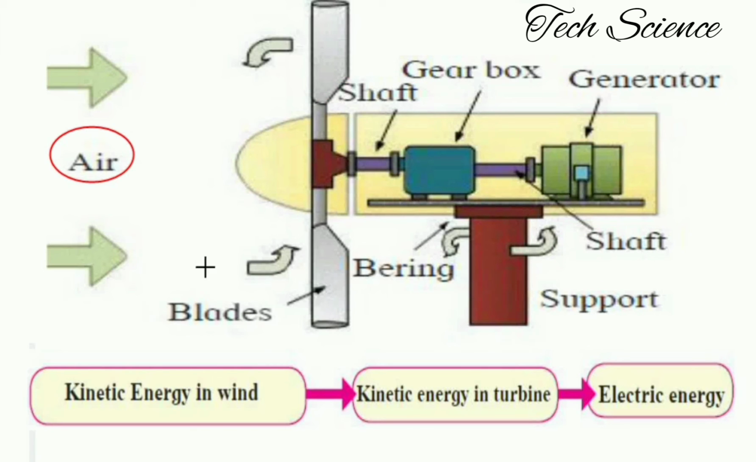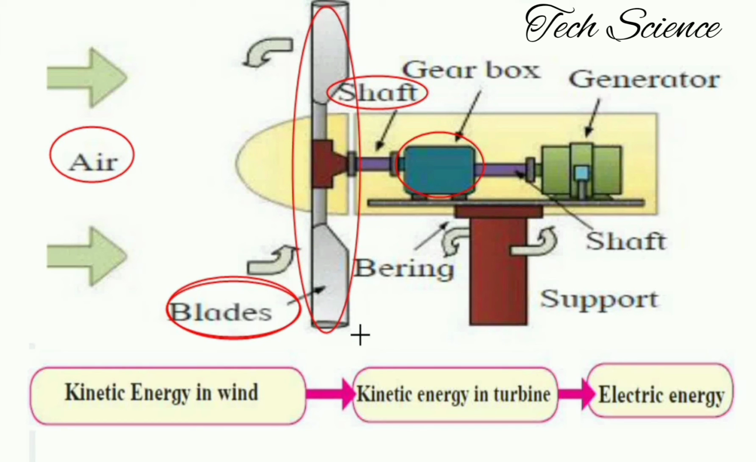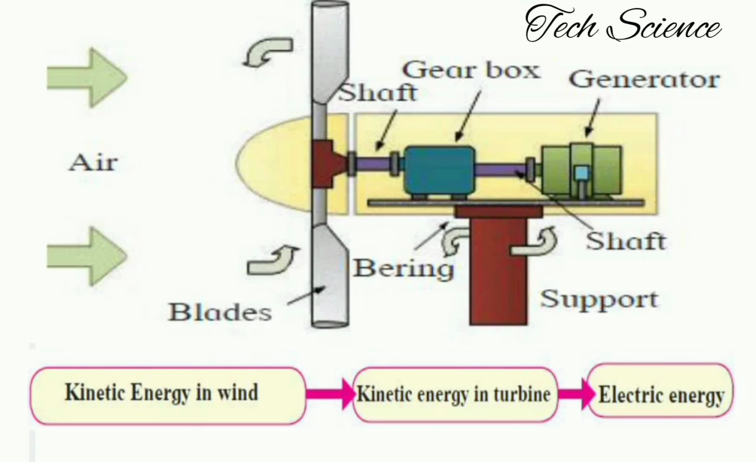First of all, when the air strikes the blades and they start to rotate, there is a shaft here. Its name is the low speed shaft. It is connected in between the gearbox and the blades. What does it exactly do? It transfers the mechanical energy of the blades to the gearbox. And the speed of the low speed shaft is near 30 to 60 RPM.